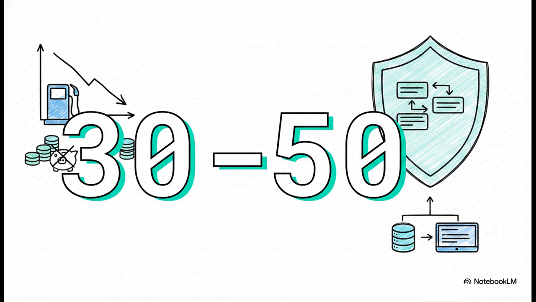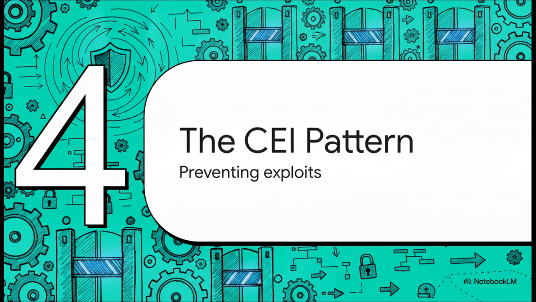Moving to custom errors means your deployment gas costs are typically 30 to 50% cheaper. When you're launching a massive complex protocol, slashing your deployment costs by half is huge. Plus, it gives your front-end applications clean, structured data to parse, which just makes your entire dApp that much more robust. And finally, Section 4, the checks effects interactions pattern.